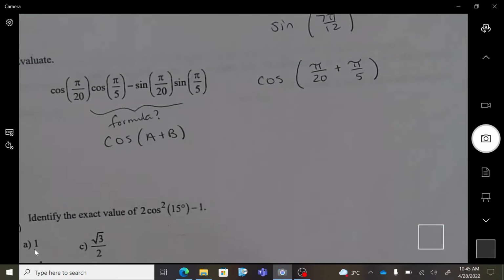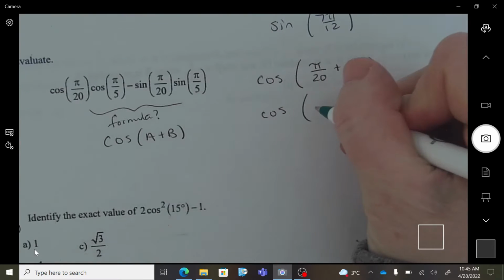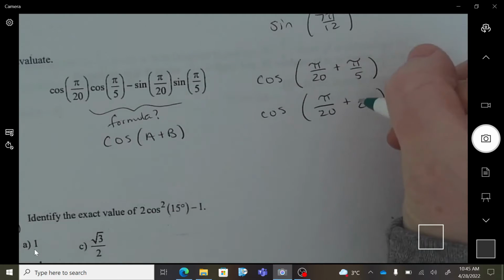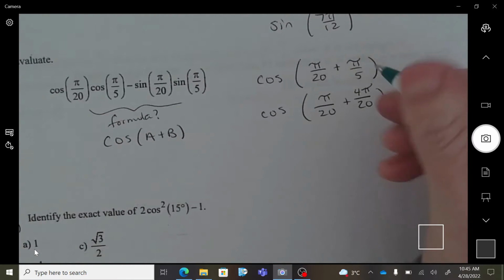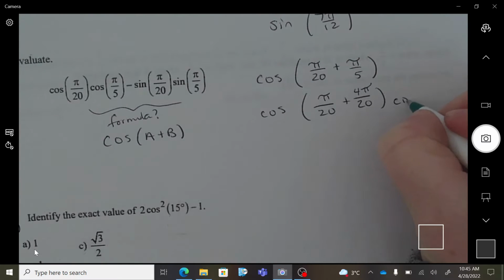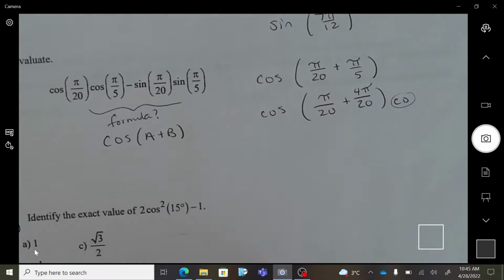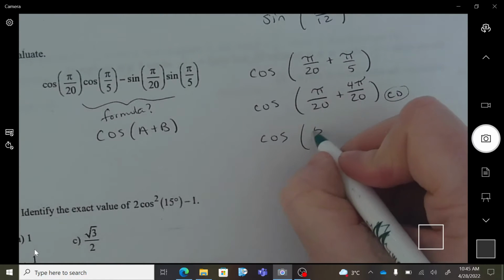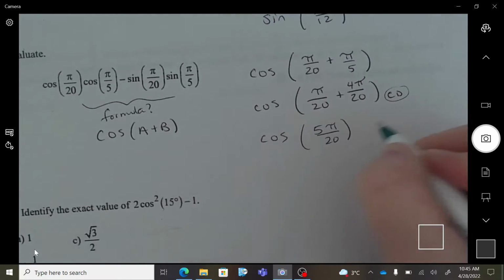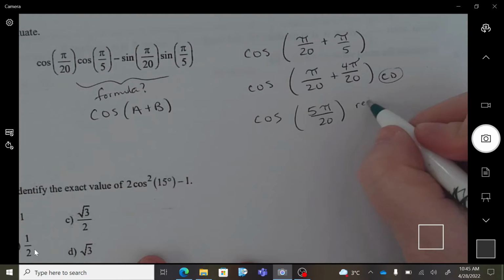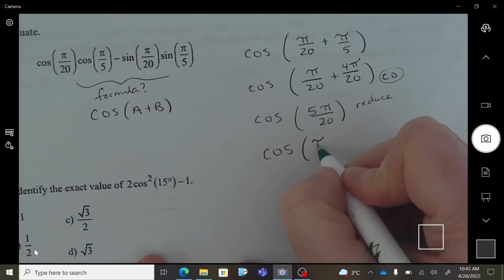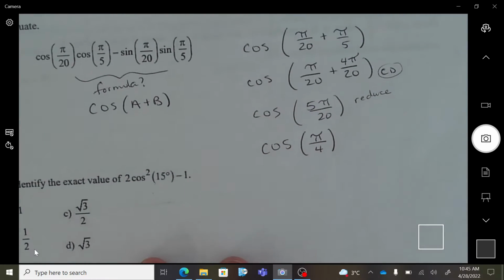So now I'm going to use a common denominator. So 20. So do nothing with that one. Times this one by 4. So common denominator was that. Now 1 plus 4 makes 5 pi over 20. And I'm going to reduce that. So cos of, divide by 5, divide by 5.